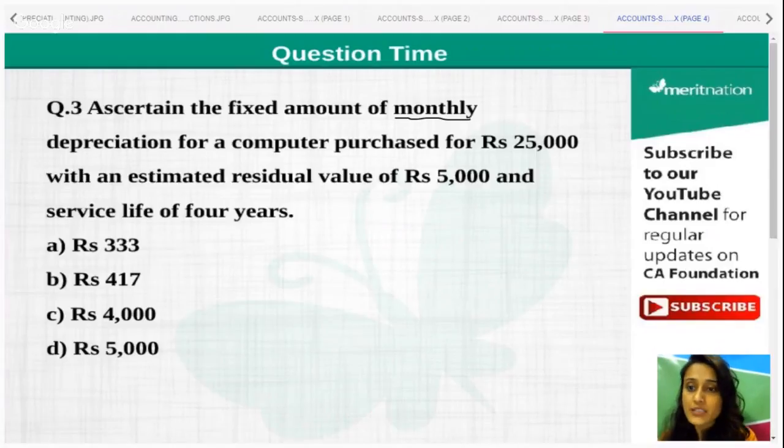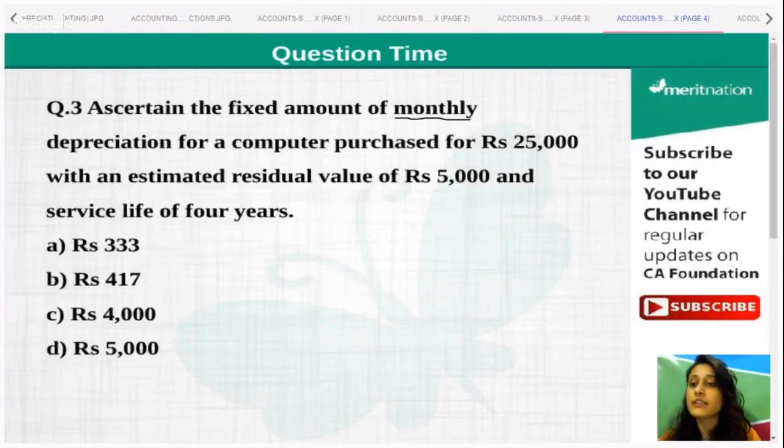As I've always asked you, you need to be very much focused on what exactly is asked in the question. So if they are expecting you to answer for monthly depreciation, 417 will be the right answer because 25,000 minus 5,000, that is 20,000, will be divided by 4, which is the service life of the asset. After dividing it by 4 you get 5,000, and then you divide it further by 12, and you get 417 after rounding off. Yeah, 5,000 divided by 12, absolutely correct.